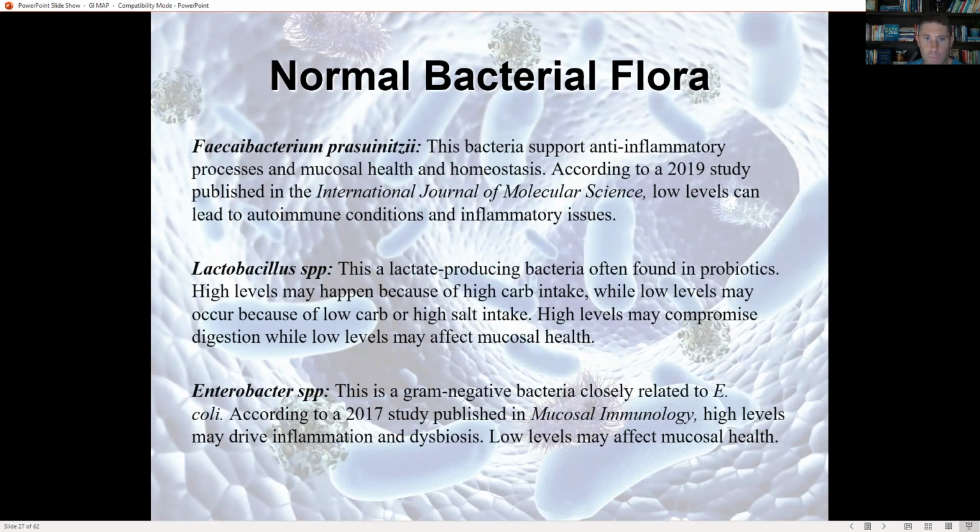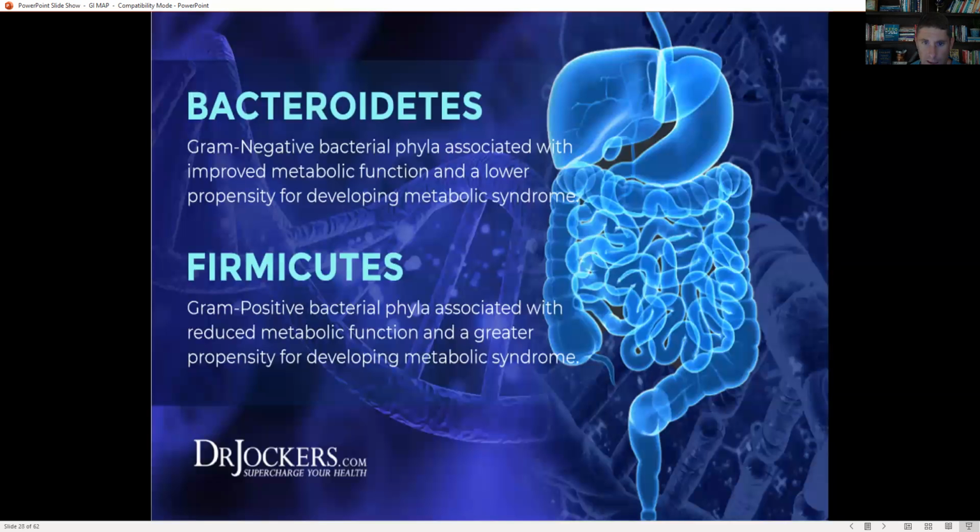So Lactobacillus, lactate producing bacteria, high levels may compromise digestion, while low levels may affect mucosal health. And then Enterobacter, that's a gram-negative bacteria closely related to E. coli. Low levels may affect mucosal health. High levels may drive inflammation and dysbiosis. So we're looking at that, but we're just getting an overall view of it. We're not necessarily treating any one specific type of bacteria there.